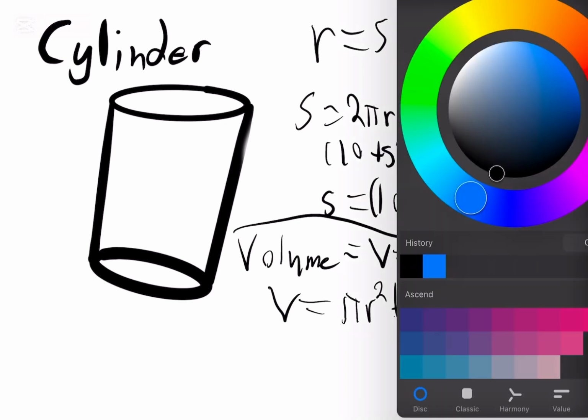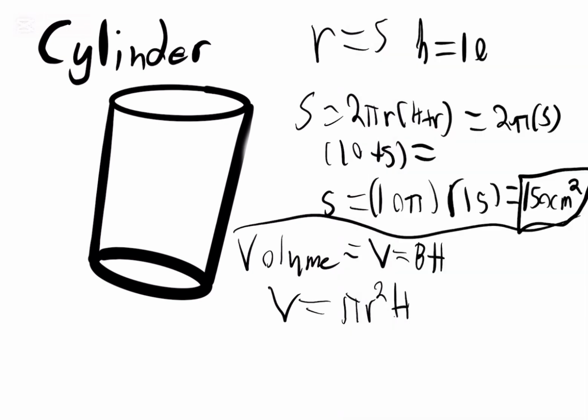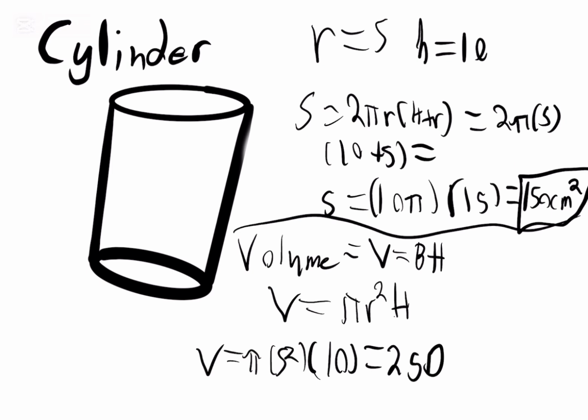height. So, for this, we would do V equals pi, parentheses 5 squared, since that is our radius, parentheses 10, since that is our height. This would equal 250 pi centimeters cubed.